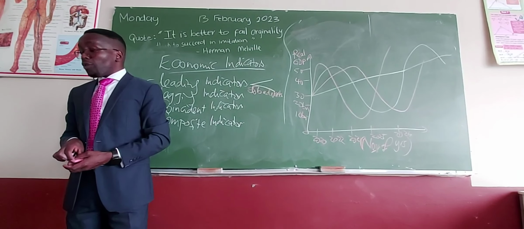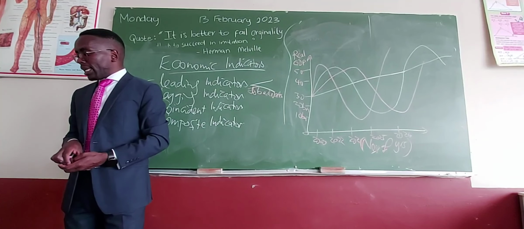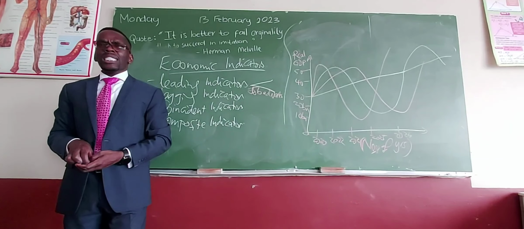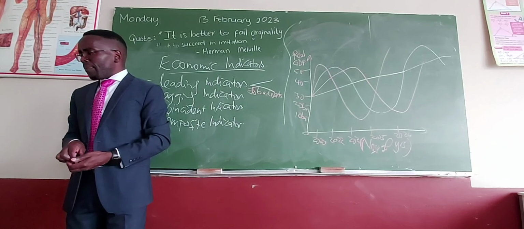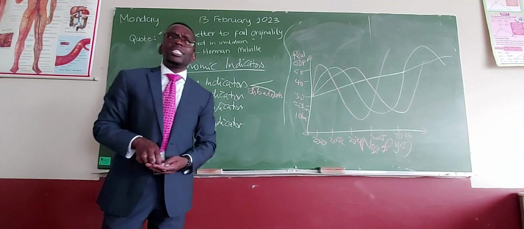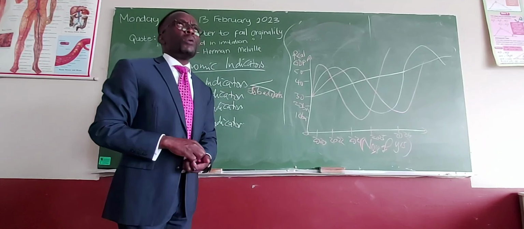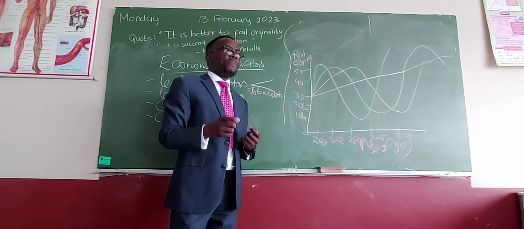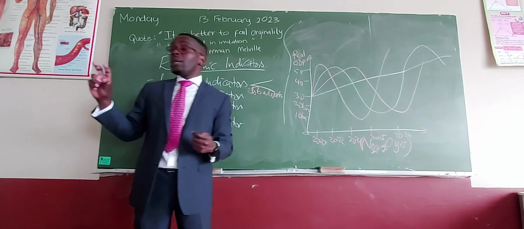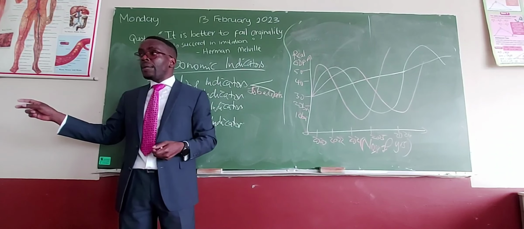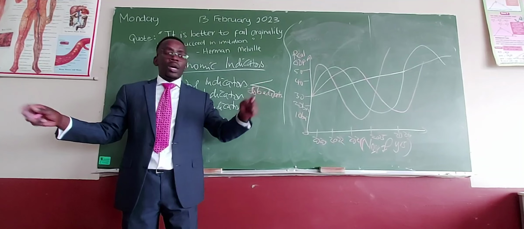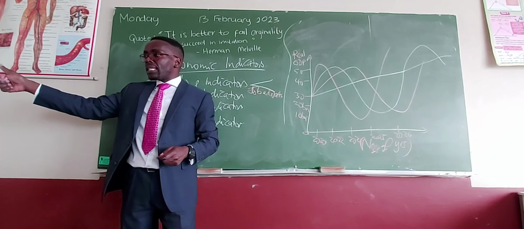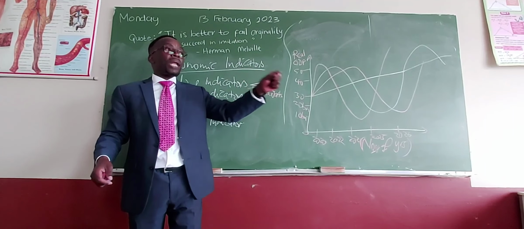And then you would also find that another example of a lagging indicator is the average prime rate that is charged by banks. The average prime rate that is charged by banks. Remember when we looked at our monetary policy, we looked at money and banking in grade 11. We said we have two types of interest rates. We have one which is called the repo rate, and the second one is the prime rate.